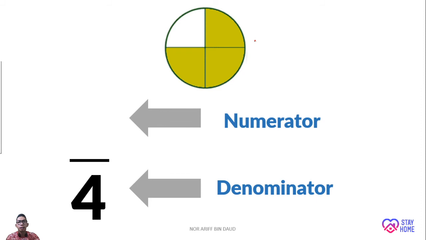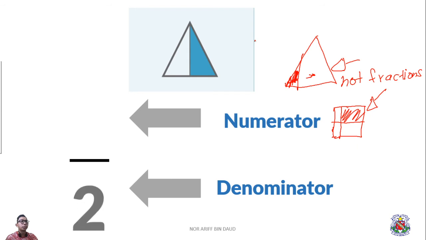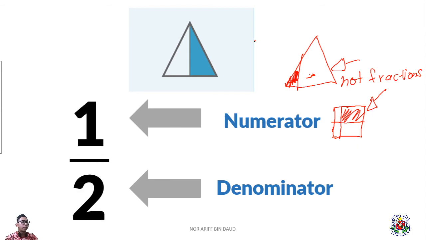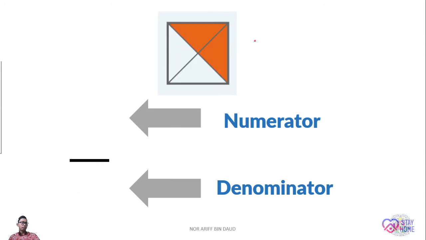Okay, look at the other example I give here. The size is also the same. This one also, the size is the same. Okay, the next one, look here carefully. Are the sizes the same or not? If they are the same, it is a fraction. If not the same, it's not a fraction.